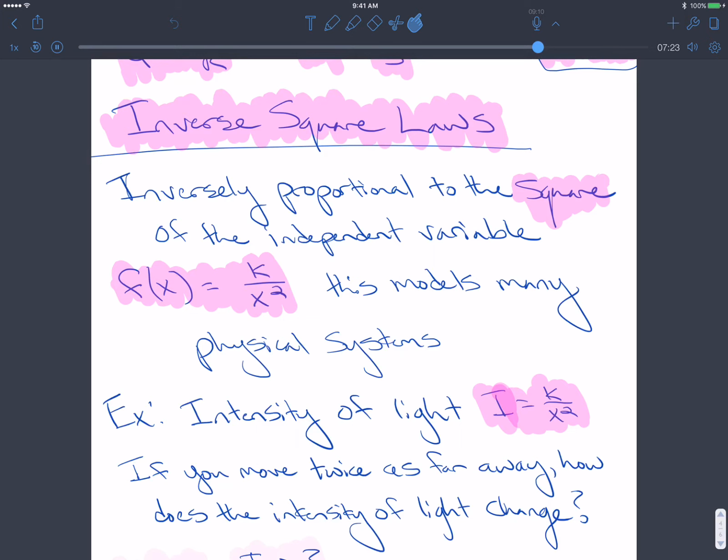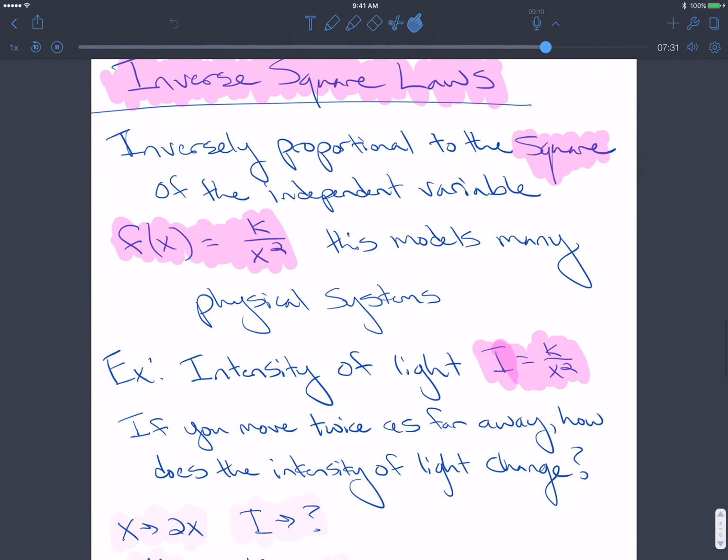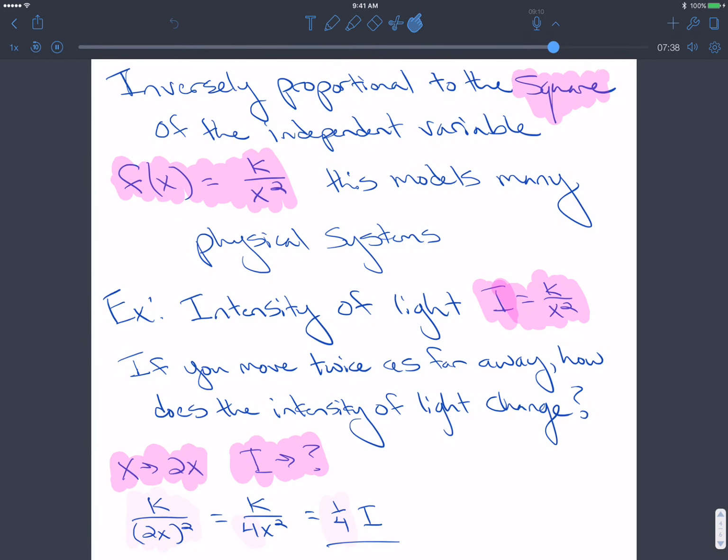Now, given that you know this is the relationship, if you move twice as far away, how will the intensity of the light change? So x is going to 2x. How does that change I? So I substitute 2x in for x into the equation. K over x squared becomes k over 2x quantity squared. So I end up with this factor of 4. Since k over x squared was I, that 4 means that I have 1/4 of my original intensity. So if I move twice as far away, I have 1/4 of the intensity of the light that's coming at me from that source.